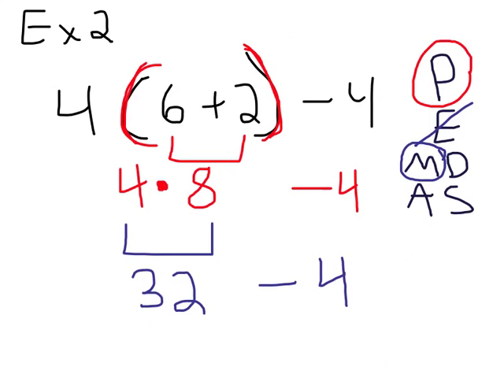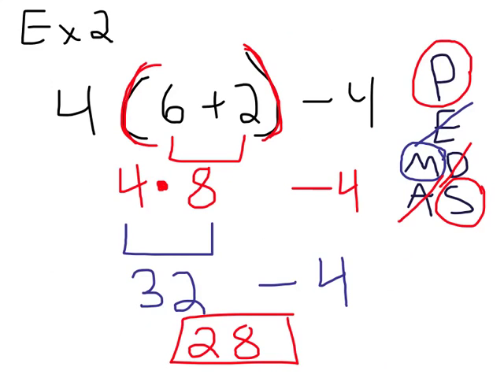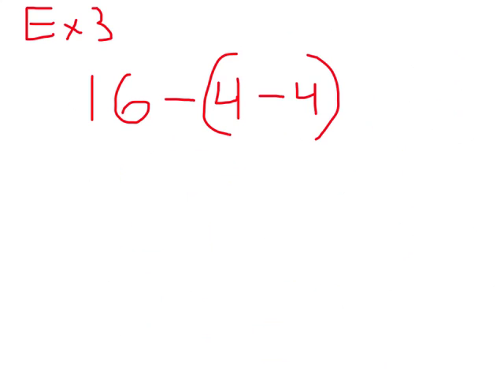Next, I don't have any division, so I can cross that out. I don't have any addition, so I can cross that out, but I do have subtraction. 32 minus 4 is 28. I know my final answer is 28. Let's look at our third example.